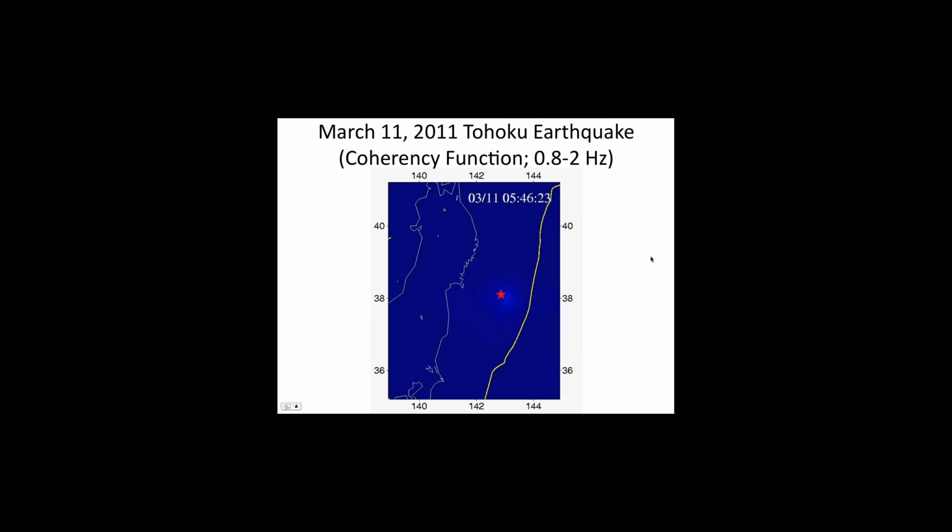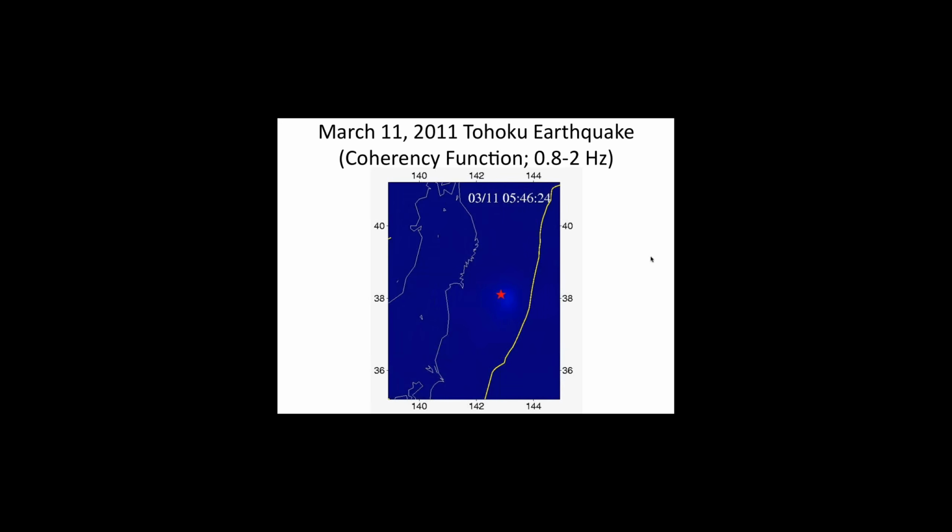So the red star is the epicenter of this event. I should say the yellow line's the Japan Trench. You can see energy starts slightly up dip of the epicenter, or at least strong energy. It then propagates down dip, turns to the southwest very quickly, ruptures to the southwest, kind of stops for a second, ruptures back up dip towards the trench, and then finally back to the northeast at the very last part of the rupture.